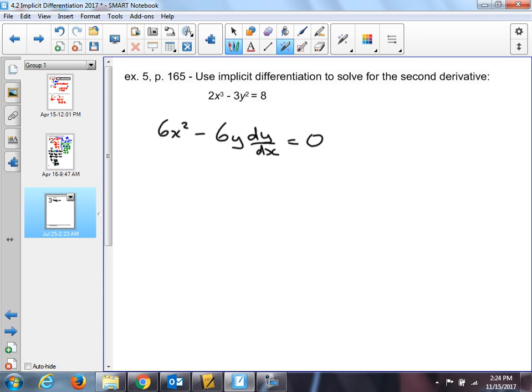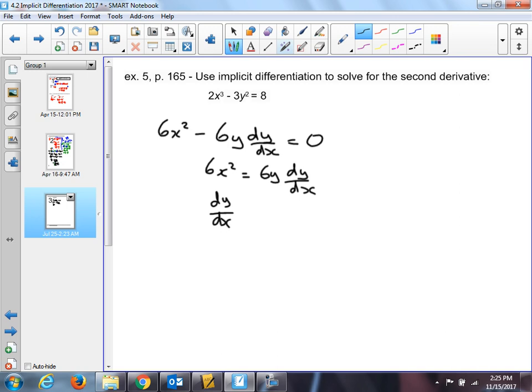I guess I'll keep the 6x squared on the left side because it's positive already. Now, I'm showing all the steps here. If you want to jump straight into this, that's fine. dy by dx equals, 6 over 6 cancel, right? x squared over y.